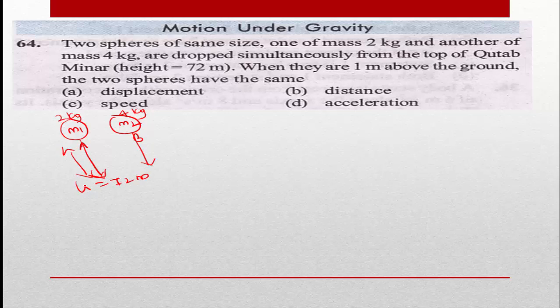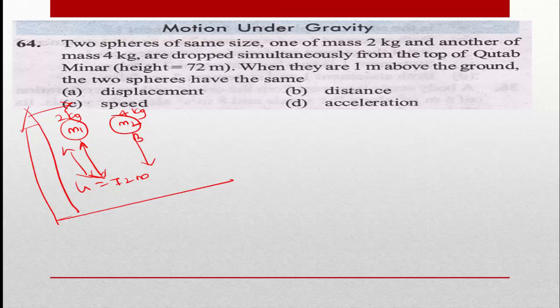Height of the Qutub Minar is 72 meter. When they are 1 meter above the ground, ಇಲ್ಲಿ ಗ್ರೌಂಡ್ ಇದೆ, ಇದು ಒಂದು ಕುತುಬ್ ಮಿನಾರ್ ಅಂತ ನಾವು ಇಮ್ಯಾಜಿನ್ ಮಾಡ್ಕೊಂಡು. This is the Qutub Minar. 2 spheres of same size, one of mass 2 kg and another of mass 4 kg, are dropped simultaneously from the top of this Qutub Minar.